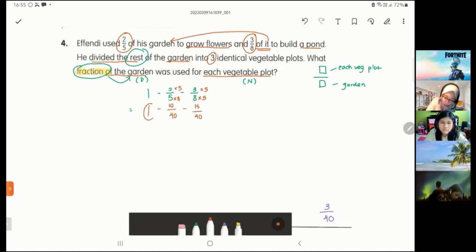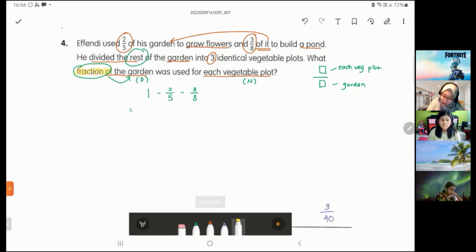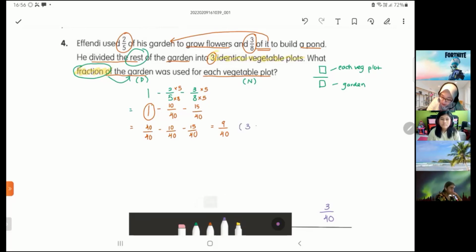Now what happens to this 1 whole? I'm going to change it to the denominator. The same numerator over the same denominator will give me 1 whole. In this case, it will be 40 over 40 minus 10 over 40 minus 15 over 40. This will give me 9 out of 40. This is for my 3 identical vegetable plots. Do I want 3 vegetable plots? No, I want each. It means I want 1 vegetable plot.